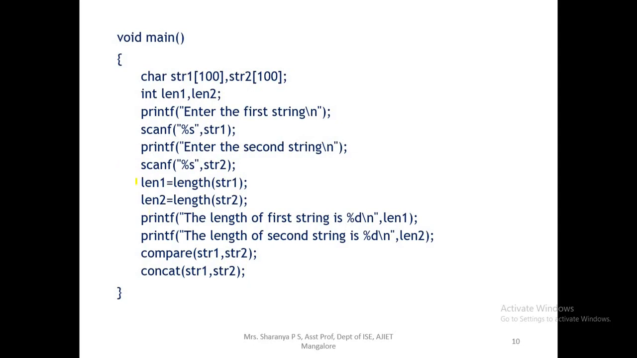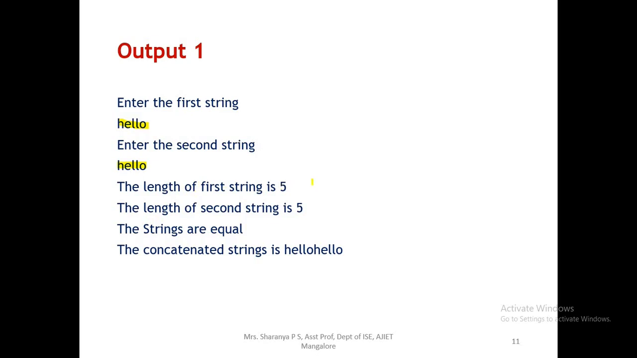How did it get these two statements? Here len1 is calculated and len2 is calculated by calling the length function. The strings passed are: first the length function is called with str1, and one more length function is called with str2. The length of the first string and the second string are printed, and it displays that the strings are equal. This satisfies the very first condition. And then finally it prints the concatenated string by combining hello and hello.